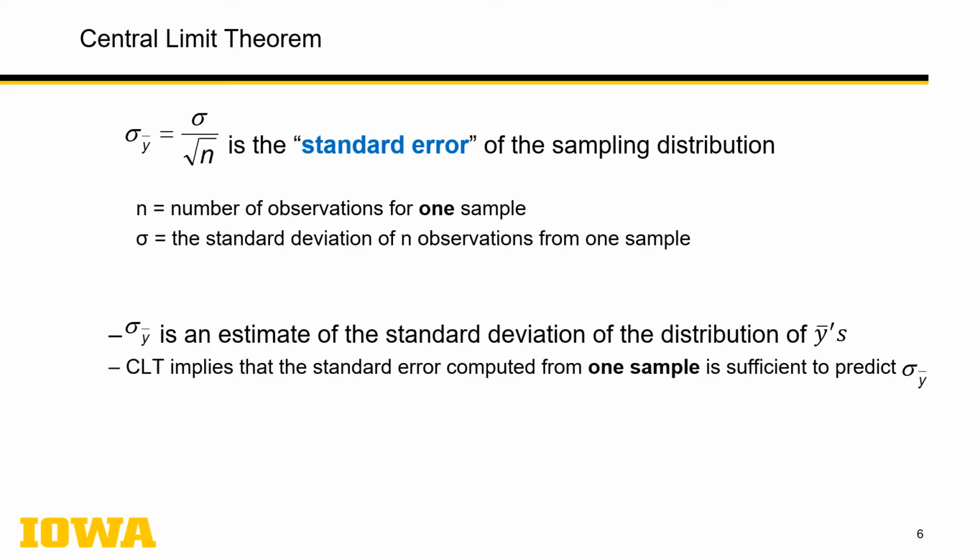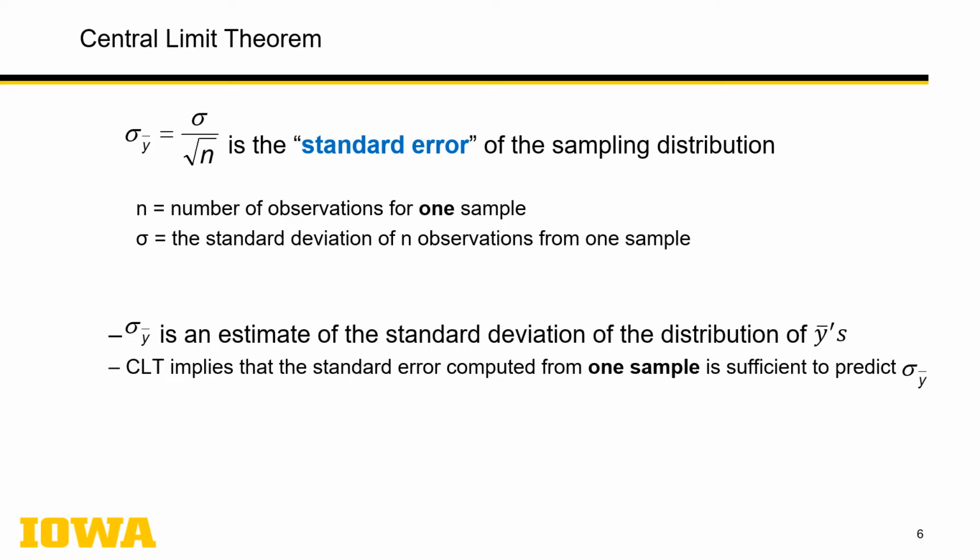And again, n is the number of observations for just one sample, and sigma is the standard deviation of n observations from one sample. So ultimately, that is an S in a sense. It is a sample standard deviation, just using the Greek notation here.